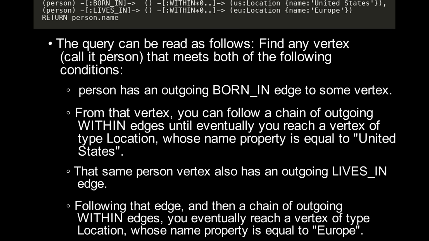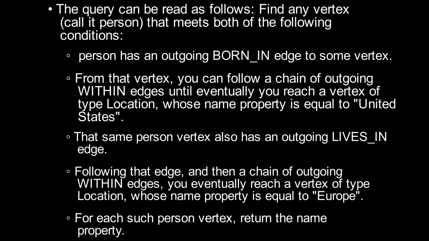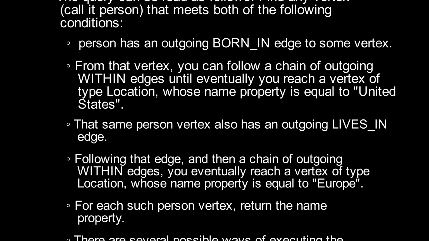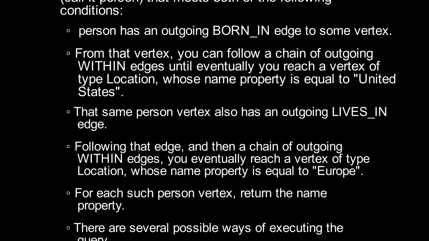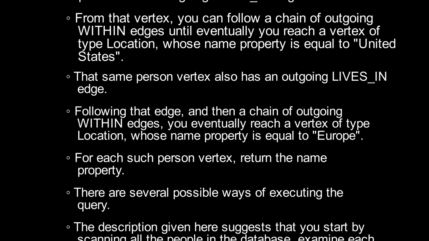That same person vertex also has an outgoing lives_in edge. Following that edge, and then a chain of outgoing within edges, you eventually reach a vertex of type Location, whose name property is equal to Europe. For each such person vertex, return the name property.